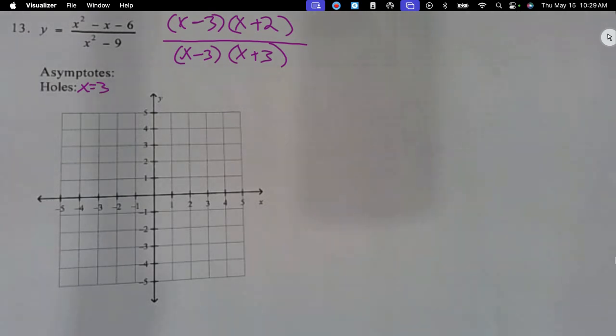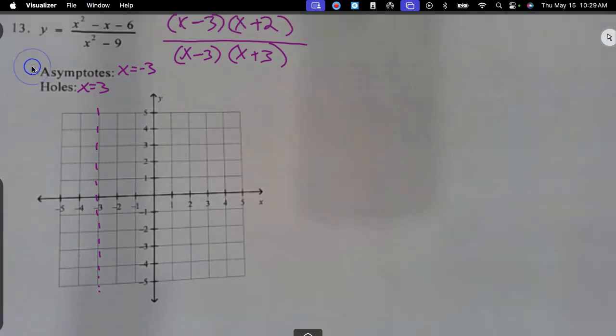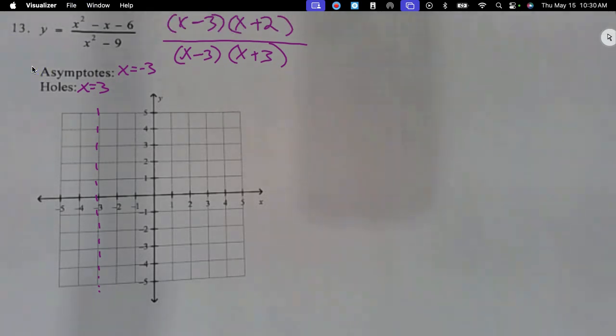Okay, where's the asymptote then? -3. So, let's draw the asymptote at -3. I can't really draw a hole in the graph. Now, there is a vertical asymptote, and there's going to be a horizontal asymptote too. So it's 1/1. What's 1/1?